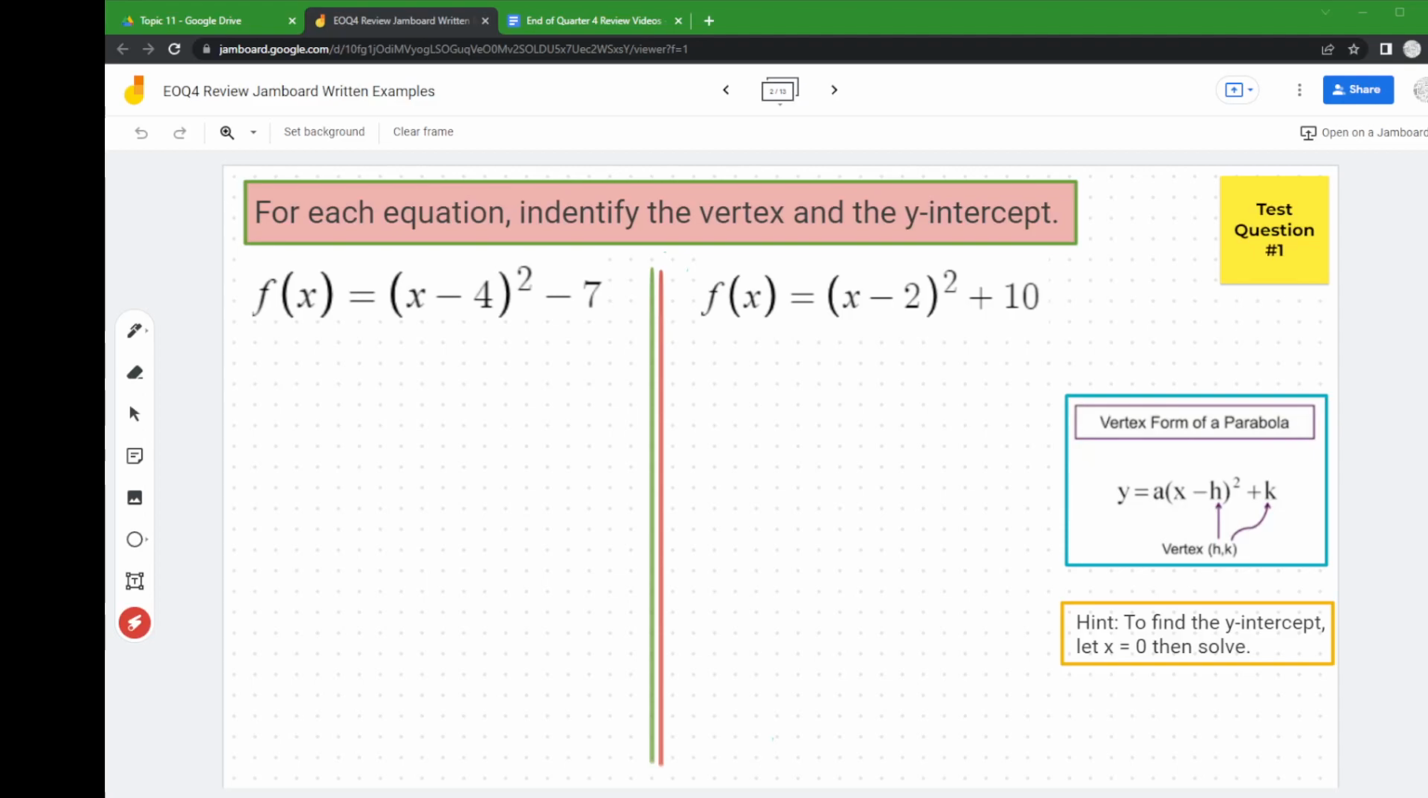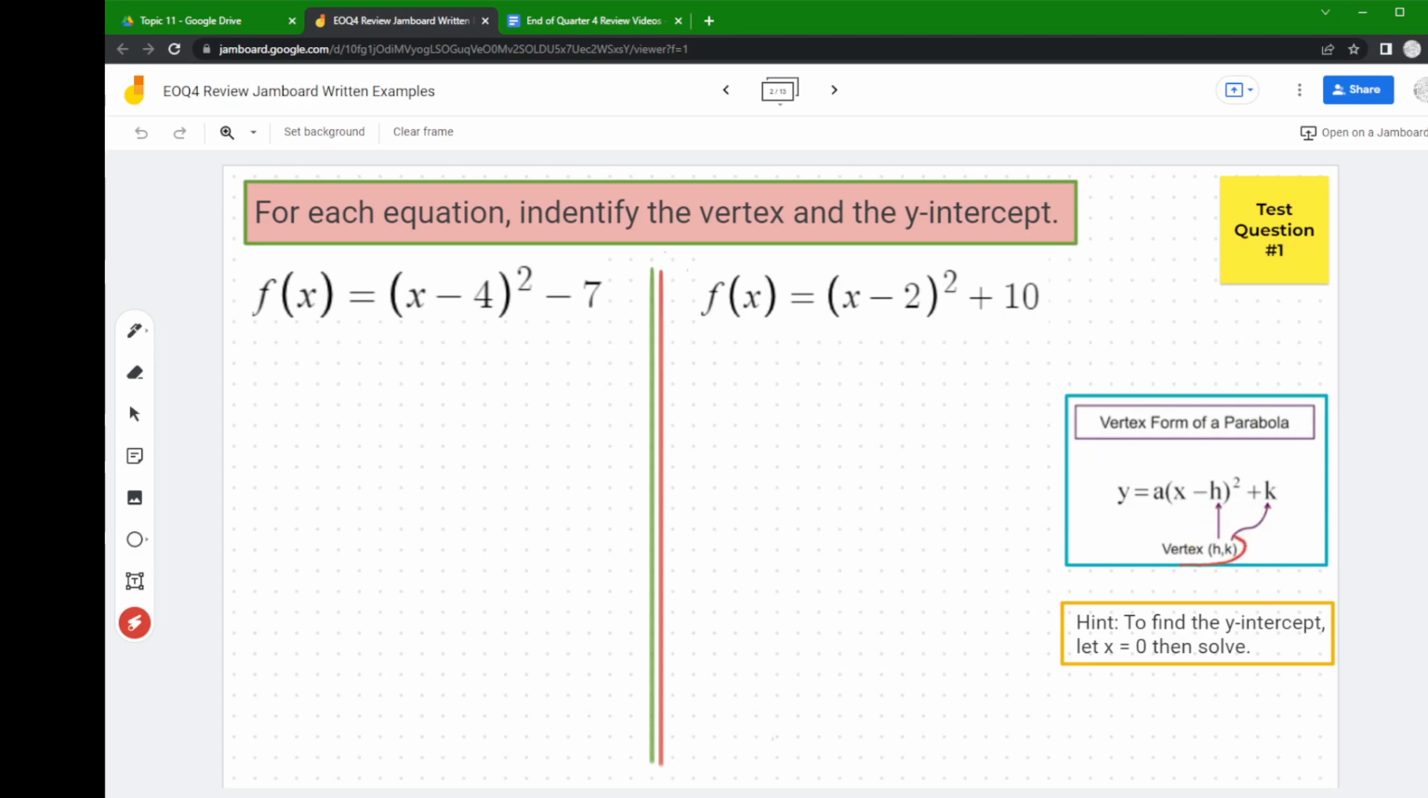Test question 1 is about finding the vertex and the y-intercept of a quadratic equation that is written in vertex form. So here on the side of the slideshow, you could see what the vertex form of the parabola looks like. The vertex is the ordered pair that lies at (h, k).